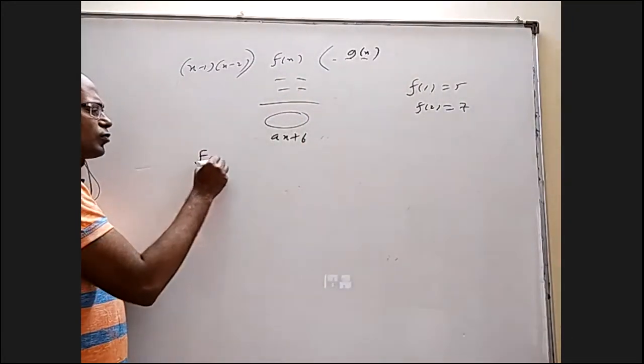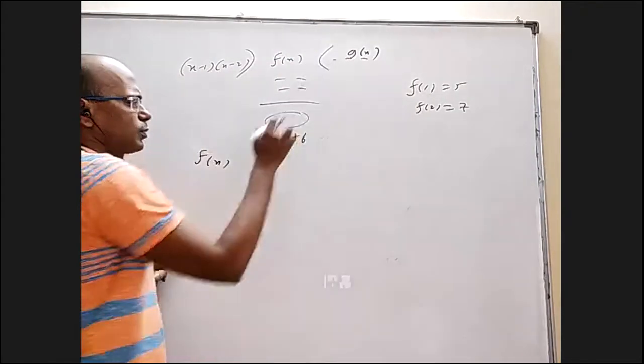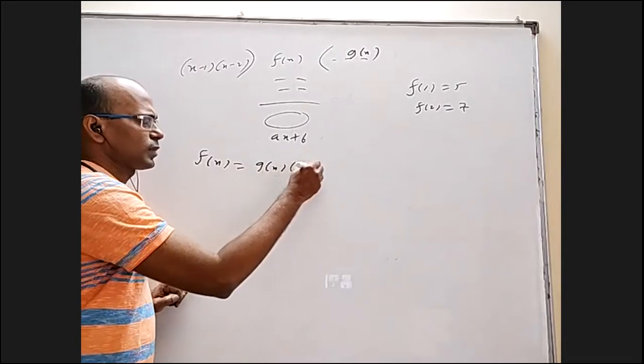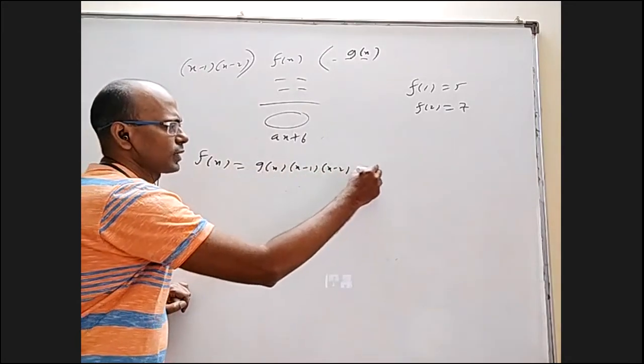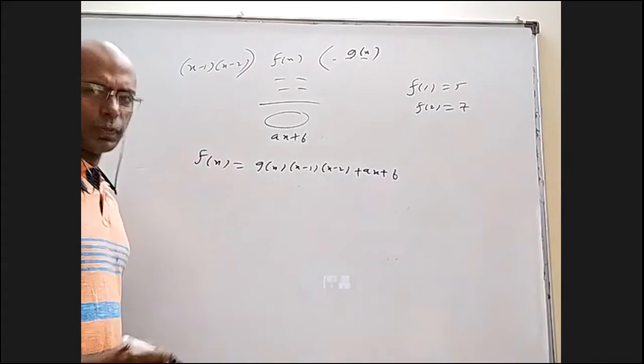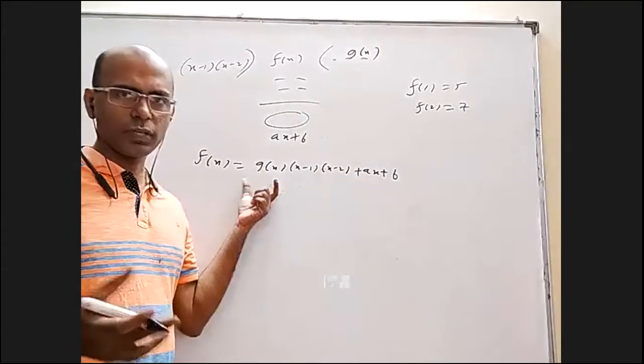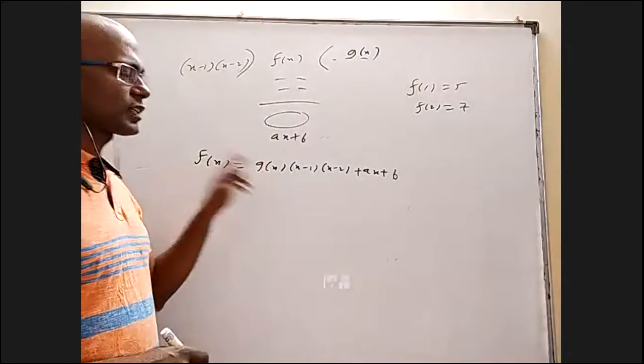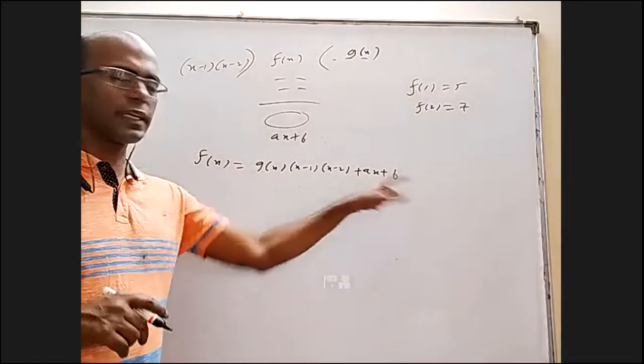So now you know this can be written as the product of these two plus the remainder, by the division algorithm: g of x into x minus 1 into x minus 2 plus ax plus b. This g of x we cannot find because there will be hundreds of polynomials with this data. Every time g of x will change, but every time a and b will not change.